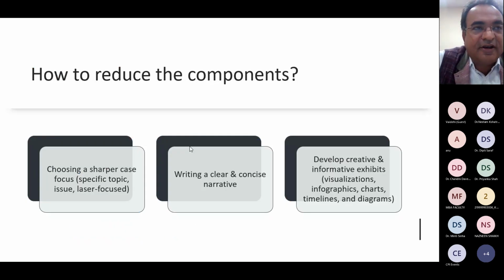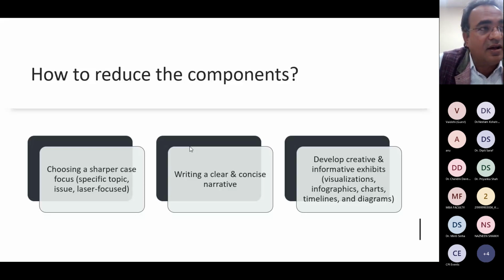So the point is, if you're looking at the overall strategy to reduce the elements of the case to make it compact, you have a sharper case focus. It is a very specific topic. You're looking at a specific problem or a specific issue. You have a laser focus on the issue or topic or dilemma or challenge or opportunity you would like to highlight from the case point of view, right? Yes, you write it in a very clear and concise way. So your narrative is very compact, your narrative is very tight.